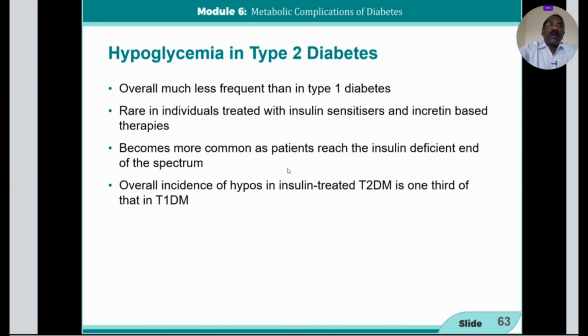So day in, day out, we are using metformin, SGLT inhibitors, gliptins, acarbose. So these are not causing hypoglycemia. But hypoglycemia is more common in type 2 diabetes when the fellow is on insulin therapy, or when the fellow is on sulfonylurea therapy.